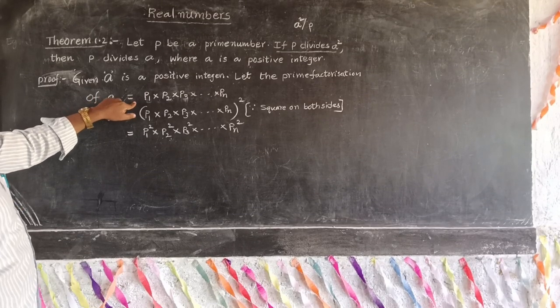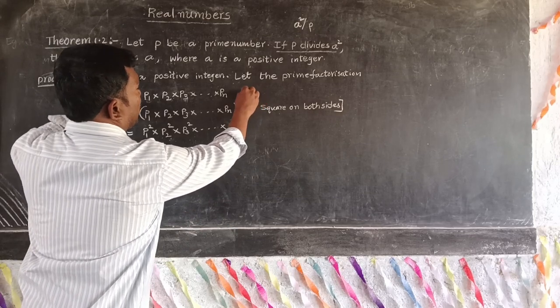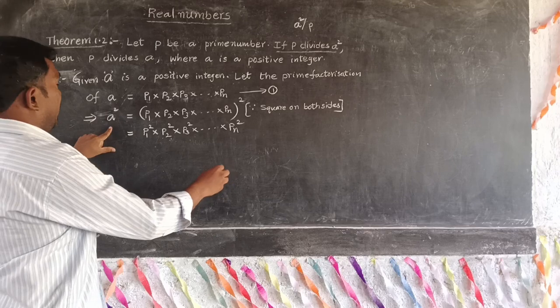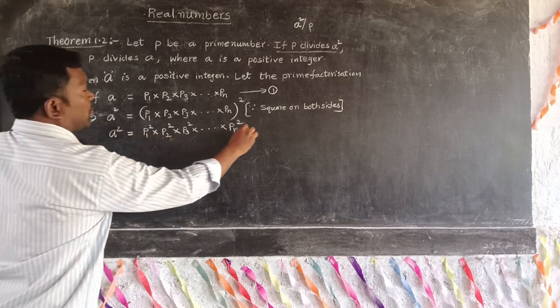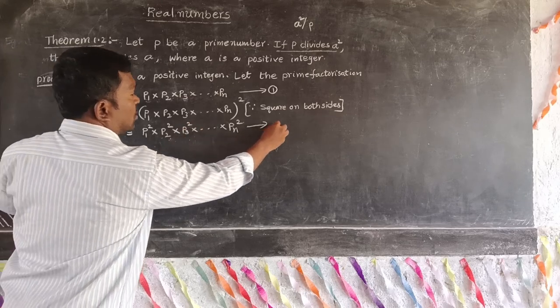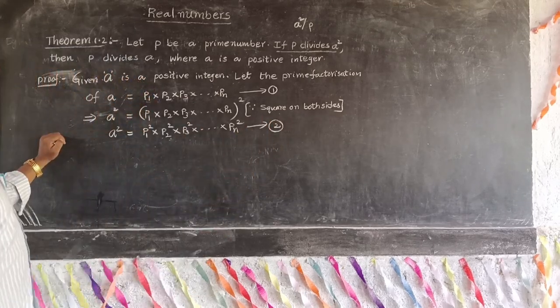First, a equals p1, p2, p3 into pn. Let this be equation number 1. a square equals p1 square into p2 square into p3 square and so on pn square. This is equation number 2.